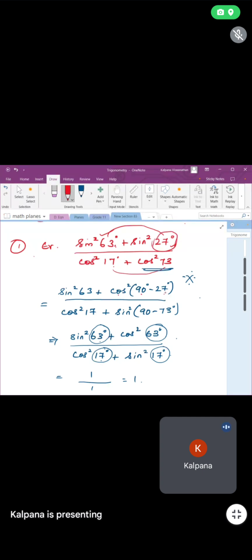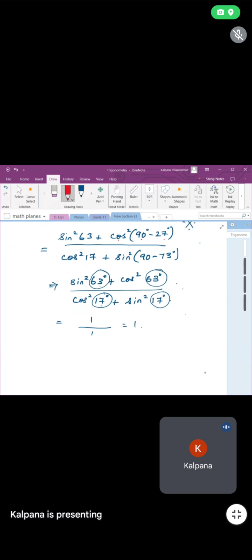So 90 minus 27. In the same way, I told you, you can convert any one of them. It is not always only the second term we have to convert. You can keep the second term and convert the first term also. However, you will get the same identity and the same answer. Is that clear, children? Okay, now the next question.